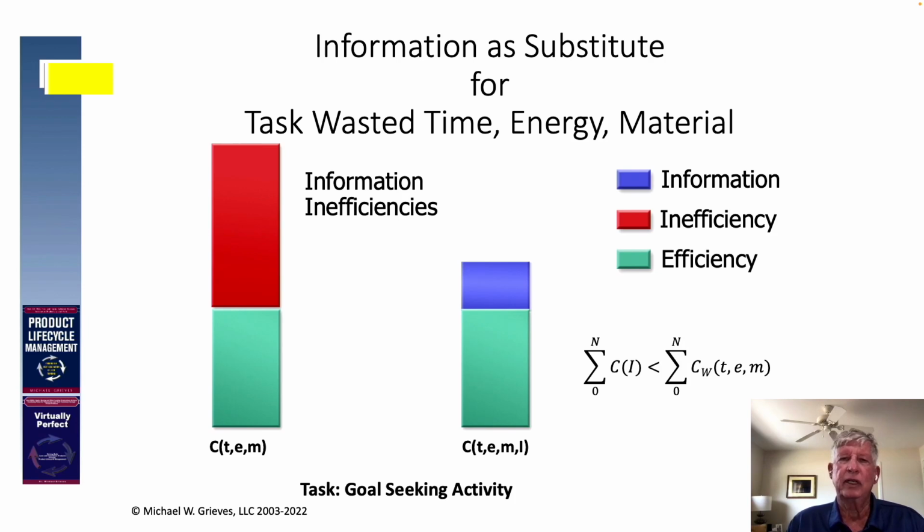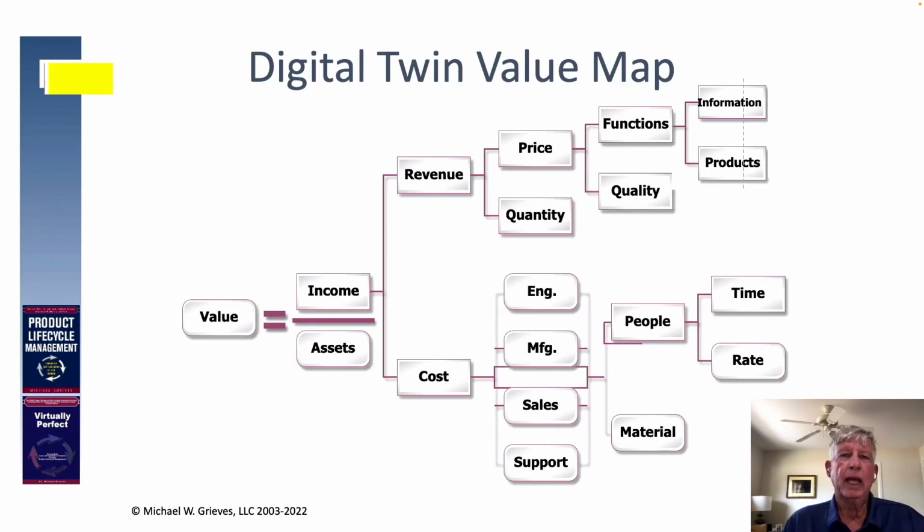I'm showing the ideal situation here, but even if I can reduce some or a substantial amount of the information inefficiencies, there's real value. This works when the cost of the information, because information is not free, is less than the cost of wasted time, energy, and material, and because information can be reused over and over again while physical resources can't. This is why there is a real opportunity to use information in digital twins to be much more effective and efficient in today's organizations.